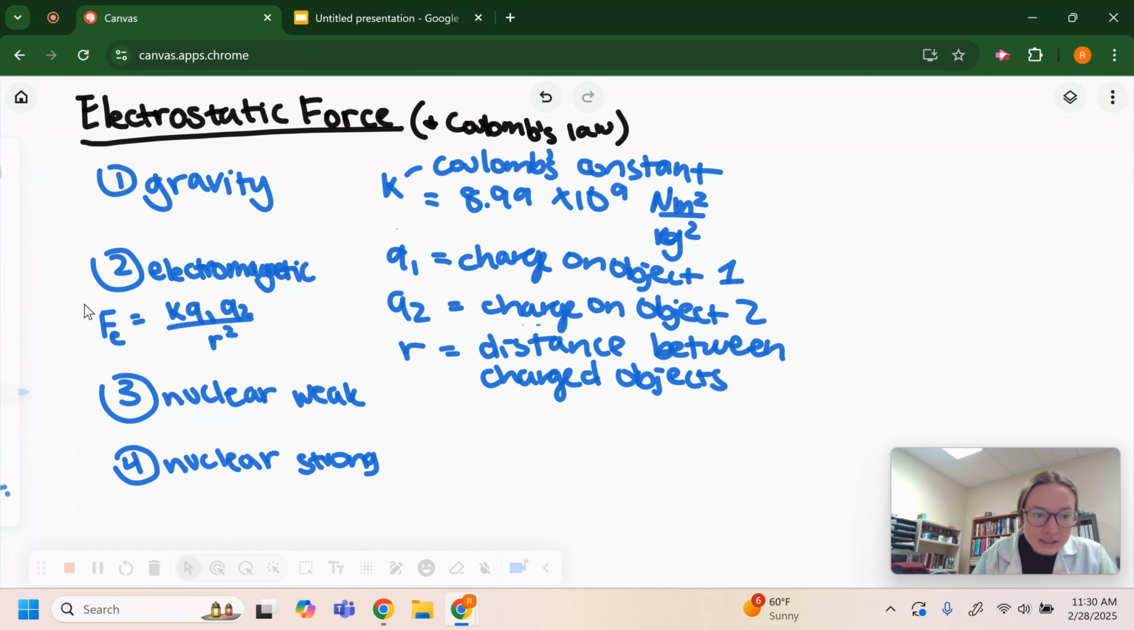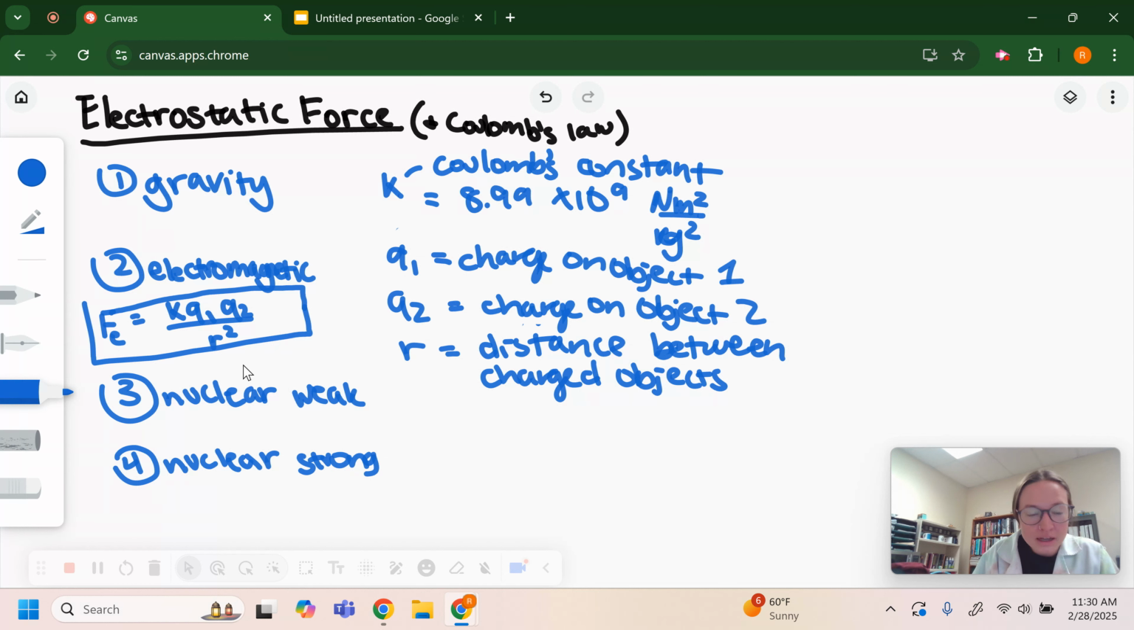This equation is so significant that it actually gets its very own special name. We call this equation Coulomb's law. Coulomb's law shows the strength of the electromagnetic force, sometimes called the electrostatic force, between two charged objects. The electrostatic force is the force that's responsible for either pulling two unlike charges towards each other or pushing two like charges away from each other.